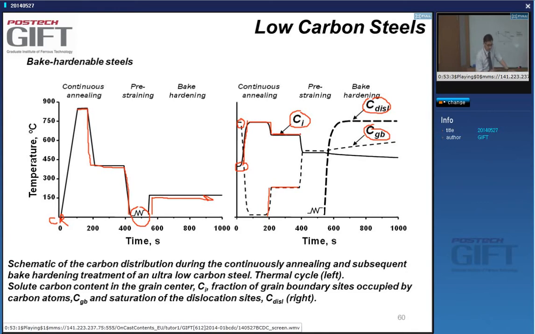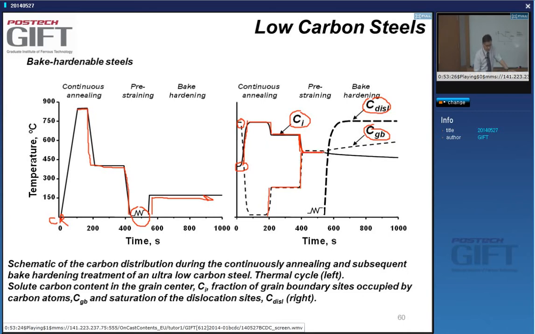In this case, it's assumed that we don't form carbides, for instance in an ultra low carbon steel. Then we continue cooling to room temperature. The carbon interstitial decreases, and the carbon goes back to grain boundaries.